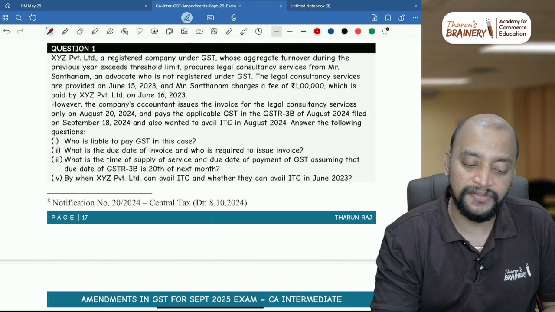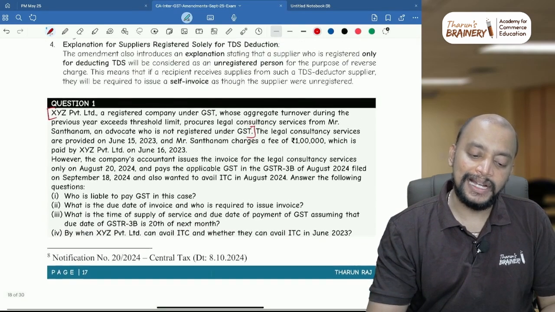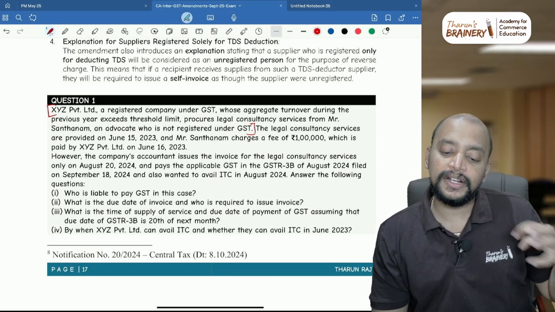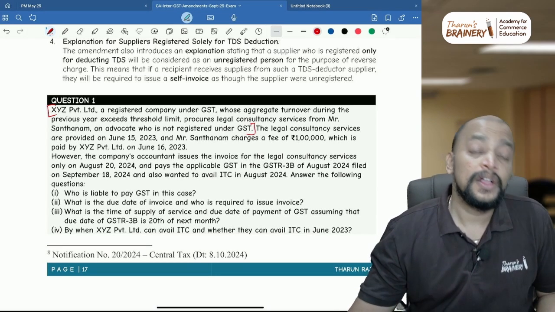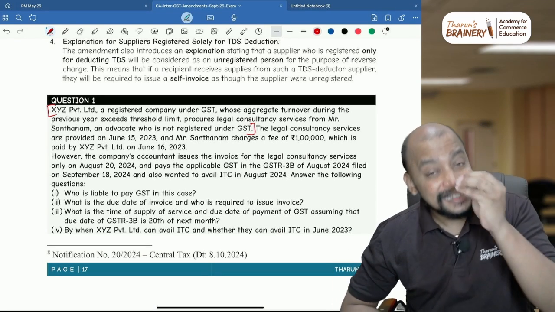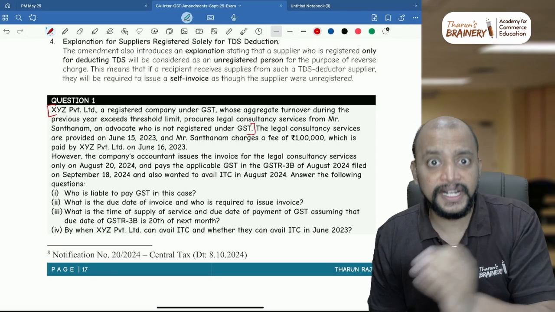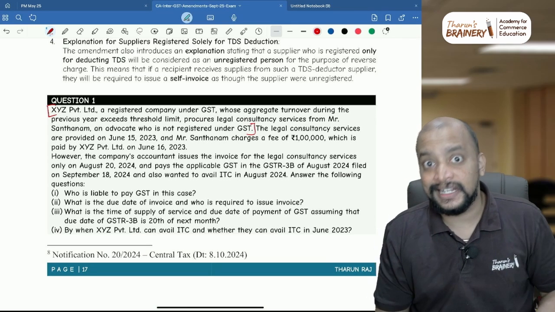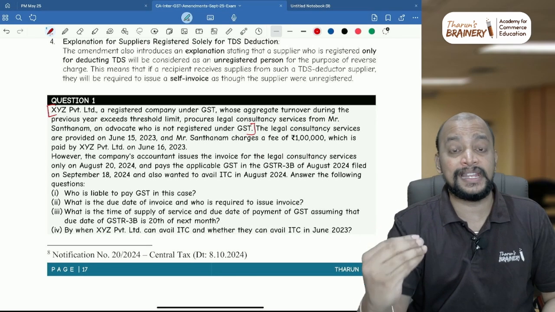So first, this paragraph you see: XYZ Private Limited, a registered company under GST, whose aggregate turnover during the previous year exceeds the threshold limit, procures legal consulting services from Mr. Santanam, an advocate. Advocate services to a business entity whose turnover during the previous year exceeds the threshold limit is taxable, and it will come under RCM, correct? This is a service covered under RCM, section 9 subsection 3, read with notification 13 of 2017. Advocate service, arbitrator service to business entities are covered under RCM, don't forget this, okay?